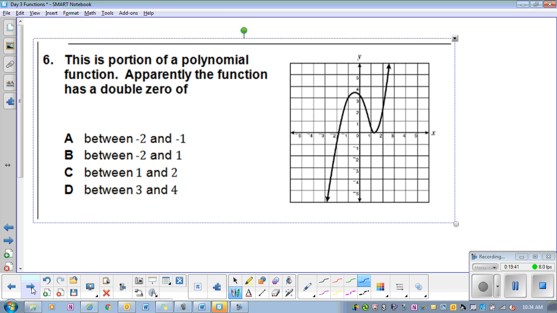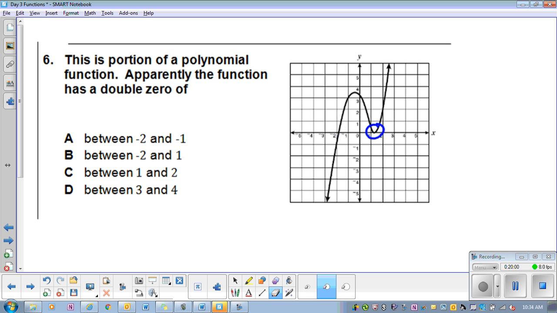What does a double root look like? Is it this one? Is it this one? Yeah. Remember, if your graph doesn't go through the x-axis, but it just bounces off, that's a double root. Okay? So they're asking you, the double zero or the double root is between what two numbers? 1 and 2. So this one is C. Right? Okay.